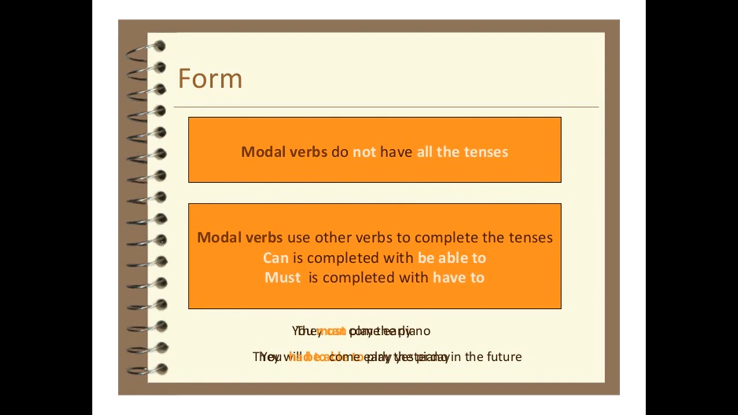Modal verbs do not have all the tenses. Modal verbs use other verbs to complete the tenses. For example, can is completed with be able to. Must is completed with have to.